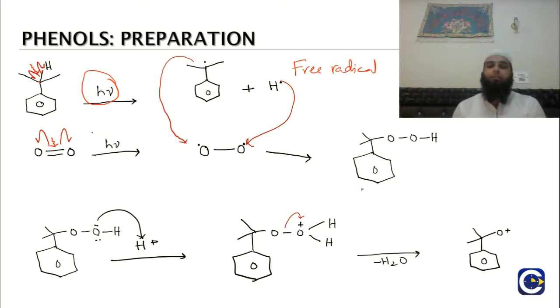Okay, this is the intermediate we are getting in this reaction. This is isopropyl benzene peroxide. This is the intermediate product that we are getting in this reaction. So what we are showing with these arrows is not the actual mechanism.